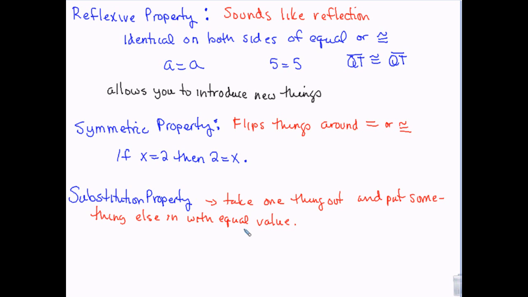If you know you have an x in there somewhere and you know that x is worth 5, you can take the x out and you can put the 5 in. Okay. So we have if x equals 2, I'm just going to give an example, 3x plus 5 is equal to 3 times 2 plus 5. Okay, that's what it does. You can take one thing out and you can put something else in with the equal value.